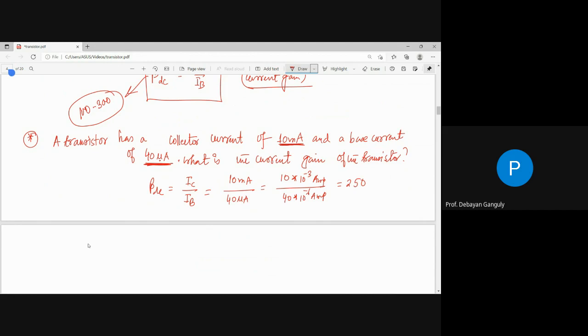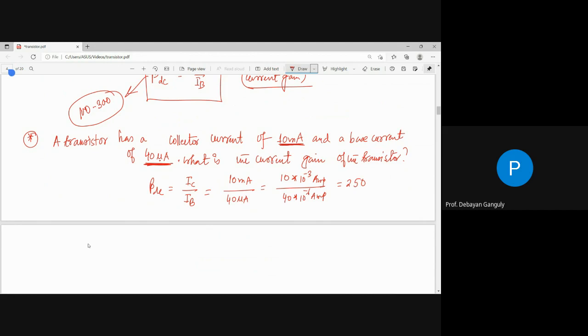This is the simplest. I am just giving you the hint that this is nothing but the output current, like that, right? So this is the ratio. That means beta is one of the important parameters. Beta is one of the important parameters, right?